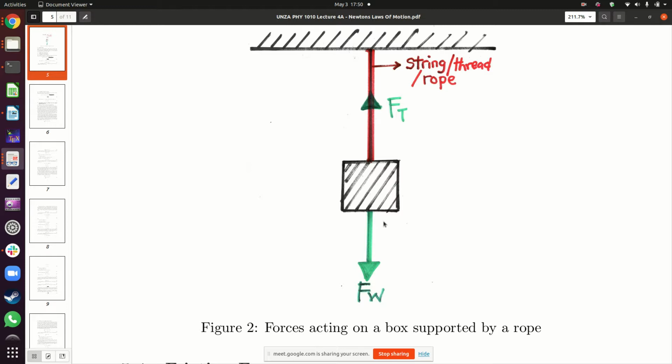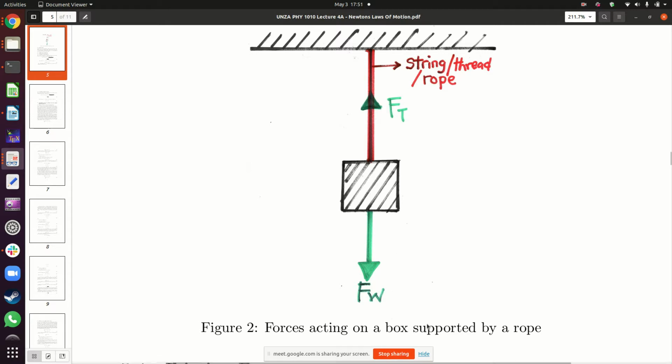In this case, I am of the opinion that you choose the direction in which this object would go if the rope was not there. So if the rope was not there, let's assume that the rope gets cut, mysteriously gets cut, okay? This object will move down. So this object, the way it is right now, has a tendency to move down. It is being stopped from moving downwards by the tension in this rope.